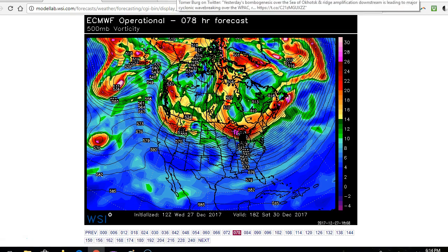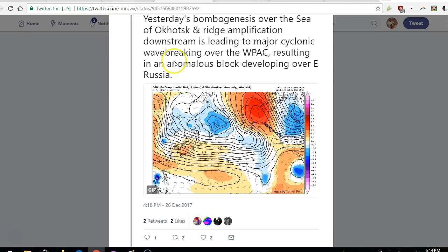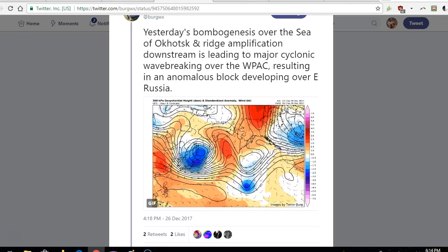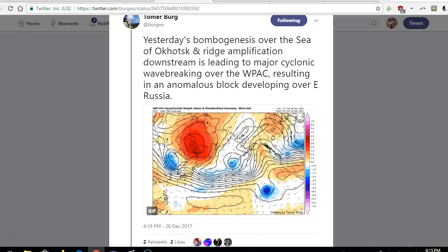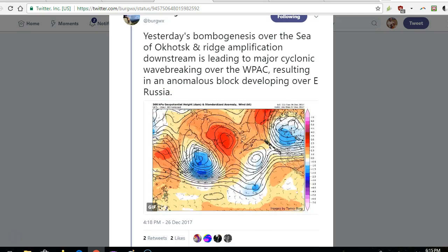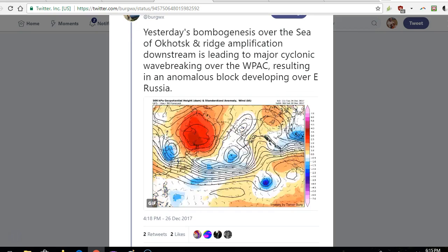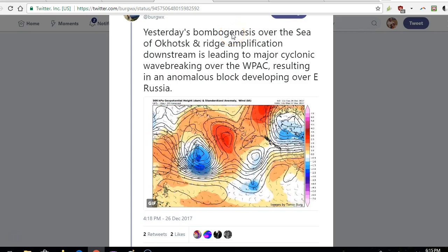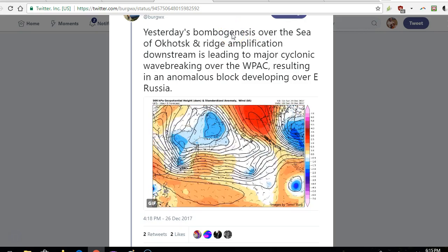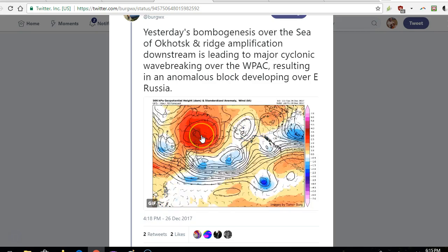What's really interesting is how the event can get started. This is the Twitter feed of Tomer Burg. I think he provides a lot of very interesting model plots, so I would suggest checking out some of his work. But he tweeted out that there's a bombogenesis event, which is just a rapid low pressure development, in the Western Pacific near Russia.